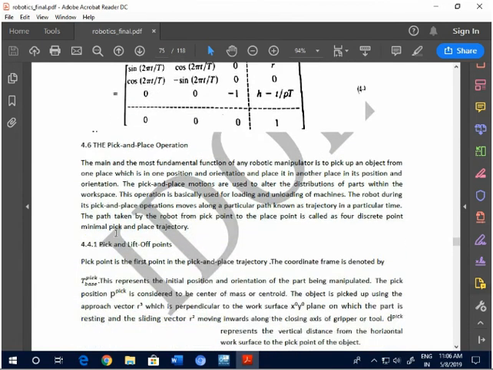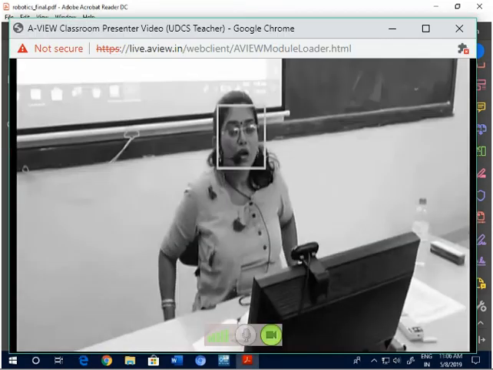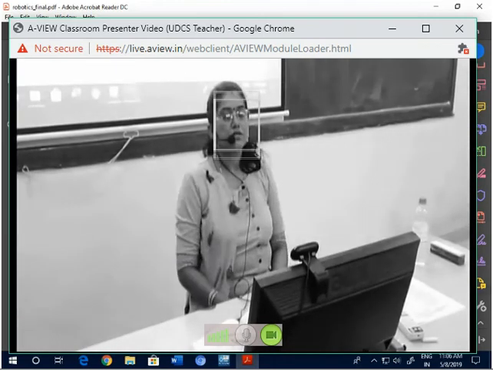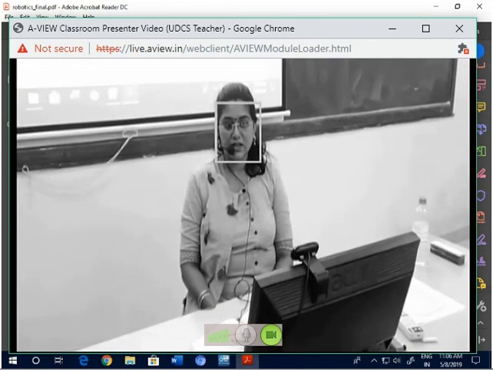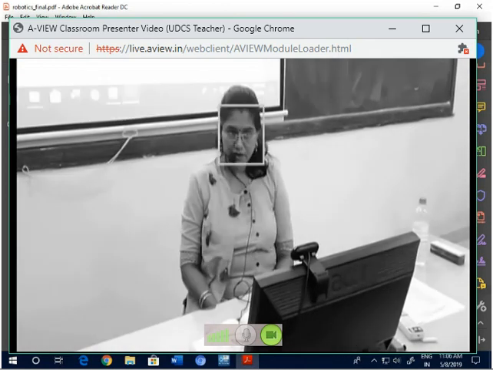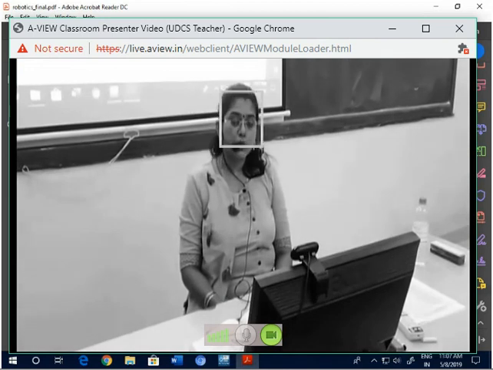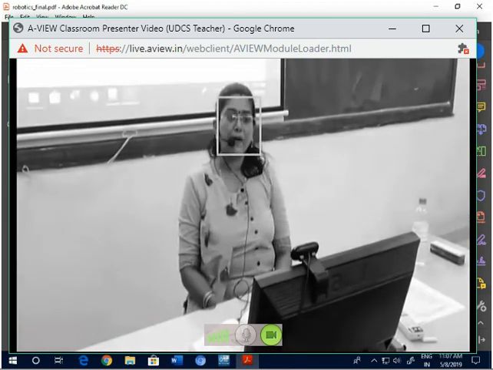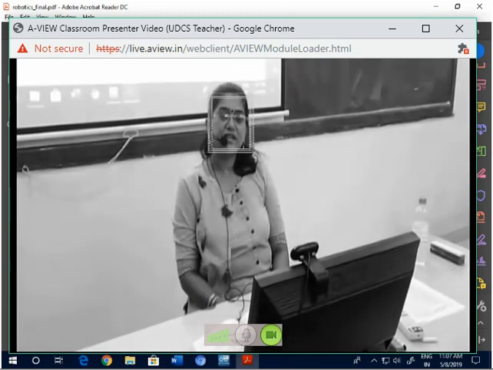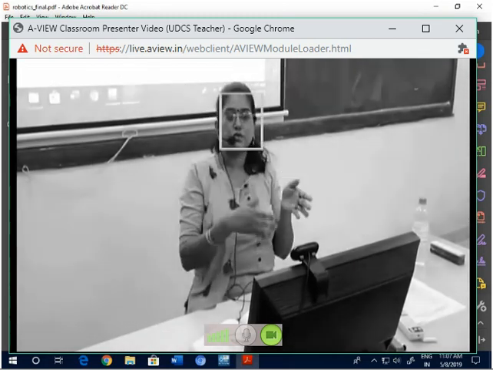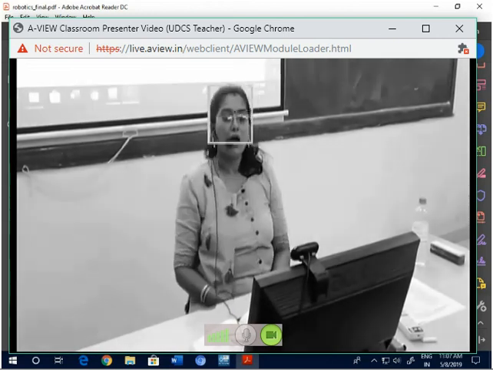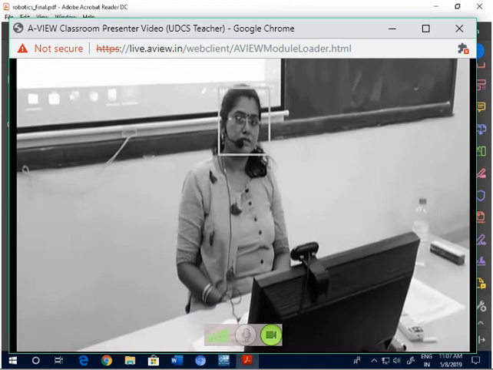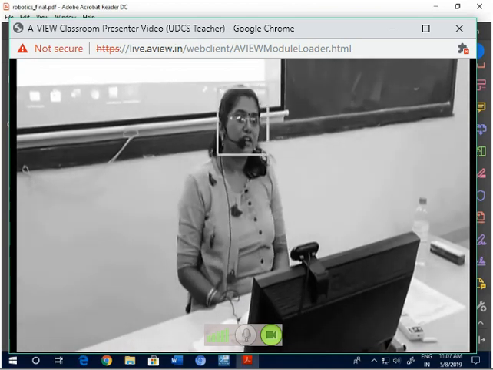Now pick and place operation. In pick and place operations, the main and fundamental function of any robot manipulator is to pick up an object from one position and place it in another position, in its position and orientation. The pick and place motions are used to alter the distribution of the parts within the workspace. This operation is basically used to load or unload machines, that is, wherein we pick up something and place it in some other location.